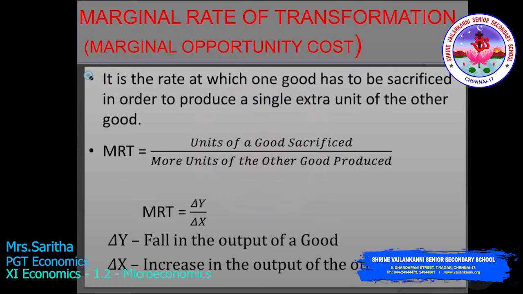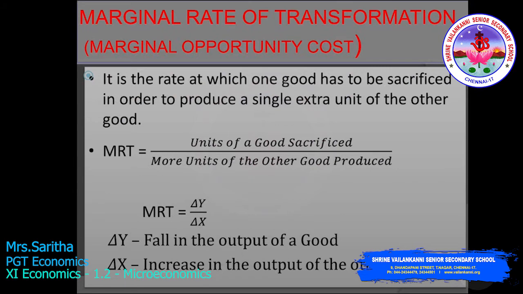MRT is the ratio of the number of units of the commodity sacrificed to gain an additional unit of another commodity. So, MRT is equal to units of sacrifice divided by more units of the other good produced. So, MRT is equal to change in Y by change in X. Now, what is that change in Y? Fall in the output of a good. Change in X is the increase in the output of the other good.